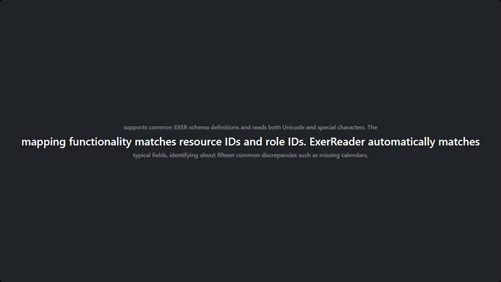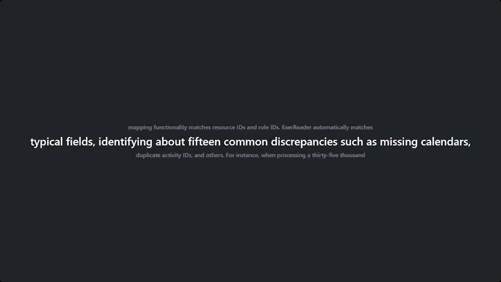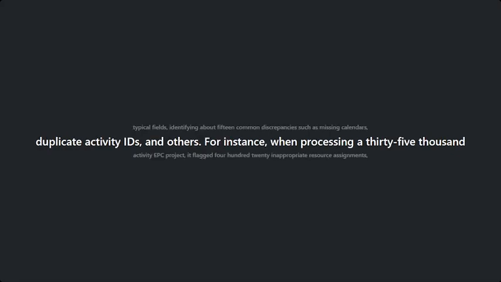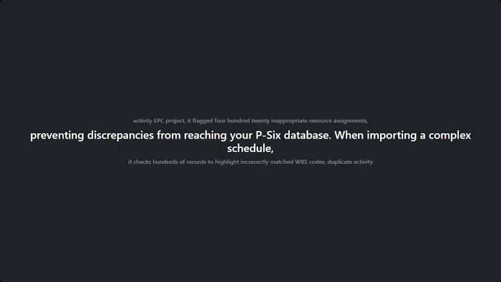XER Reader can automatically match typical fields, identifying about 15 regular discrepancies for missing calendars, duplicate activity IDs, and other issues. For instance, when processing a 35,000 activity EPC project, it identified 420 inappropriate resource assignments to prevent discrepancies from reaching your P6 project management database.